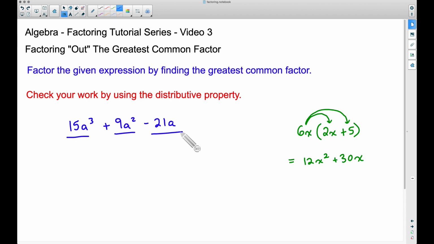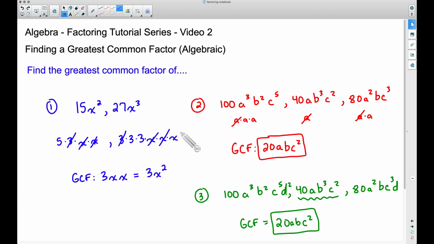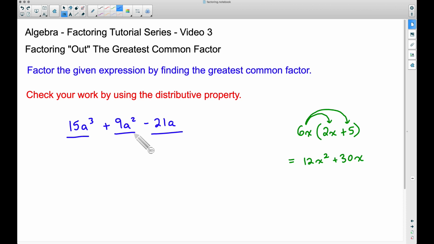Now if you watched video number 2, we looked at individual terms. That was this video right here. Make sure you go back and check that out, where we found the GCF of several terms. So back to these three terms, let's look at the coefficients: the 15, the 9, and the negative 21. What is the biggest number that will go into 15 and 9 and this 21?